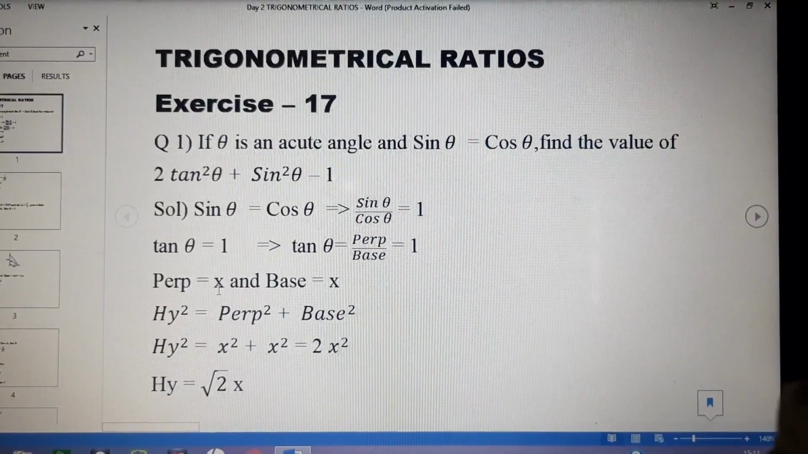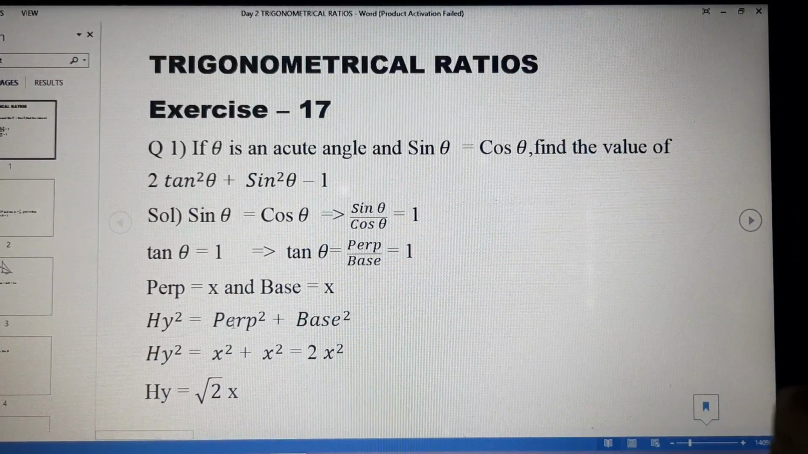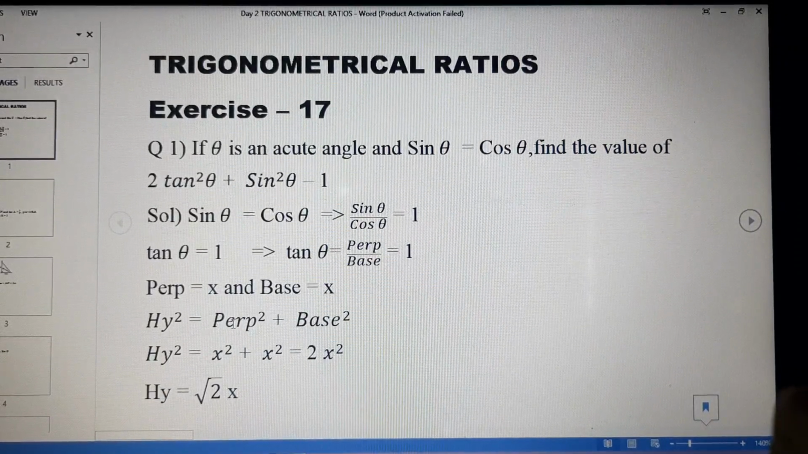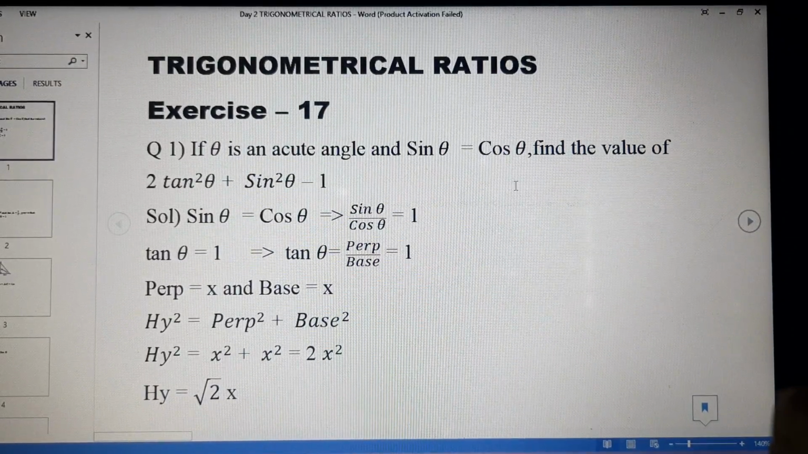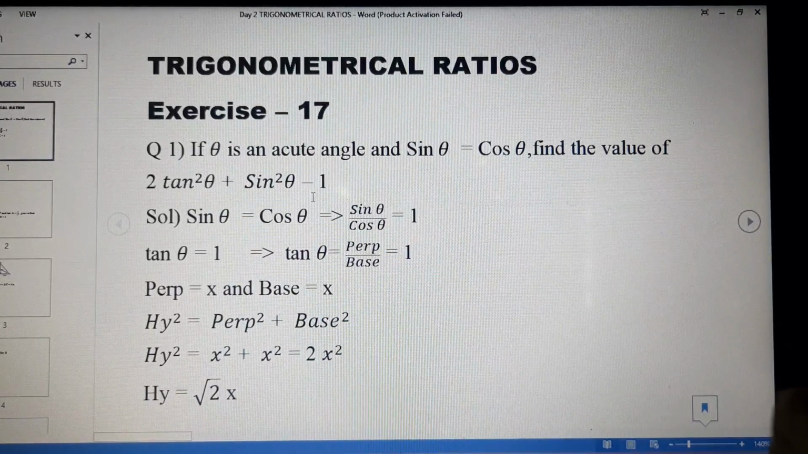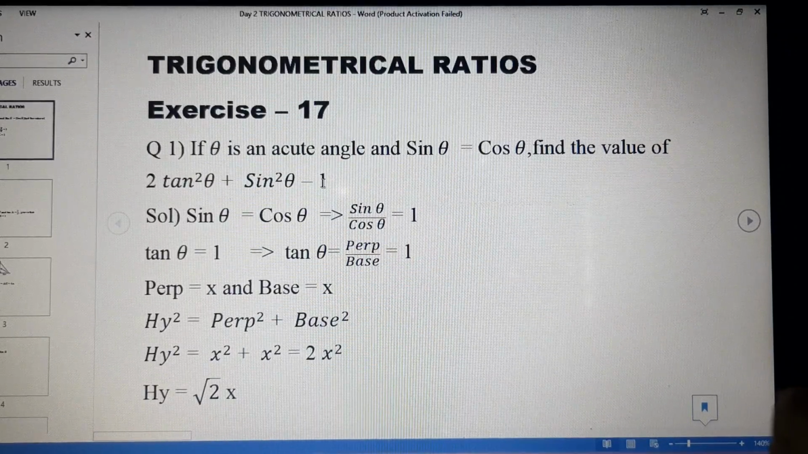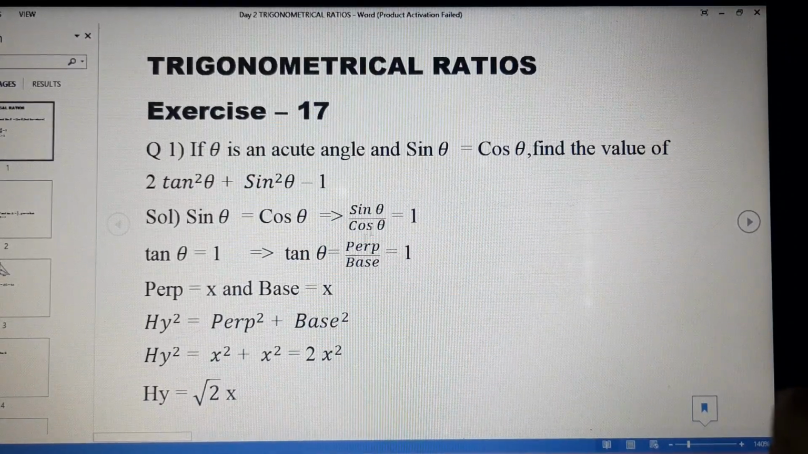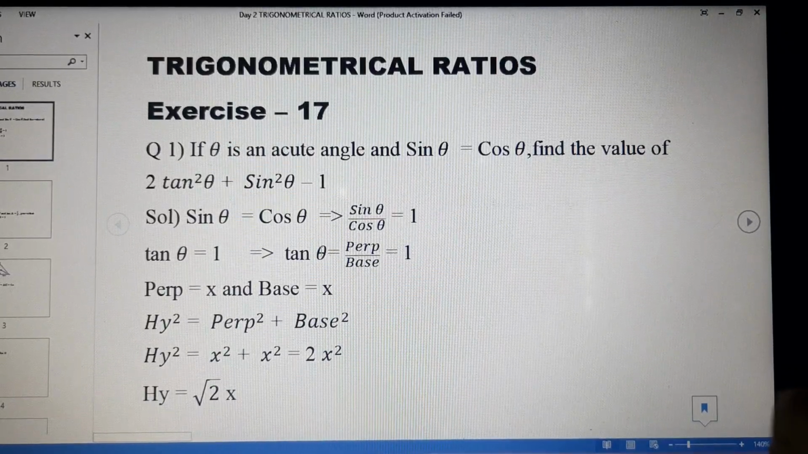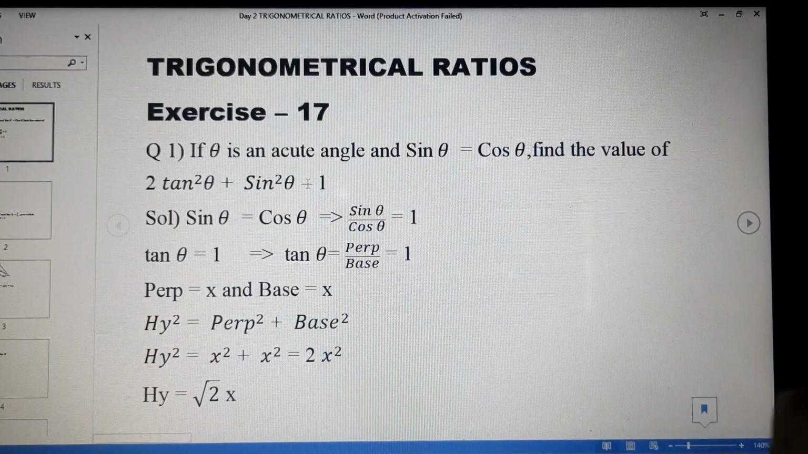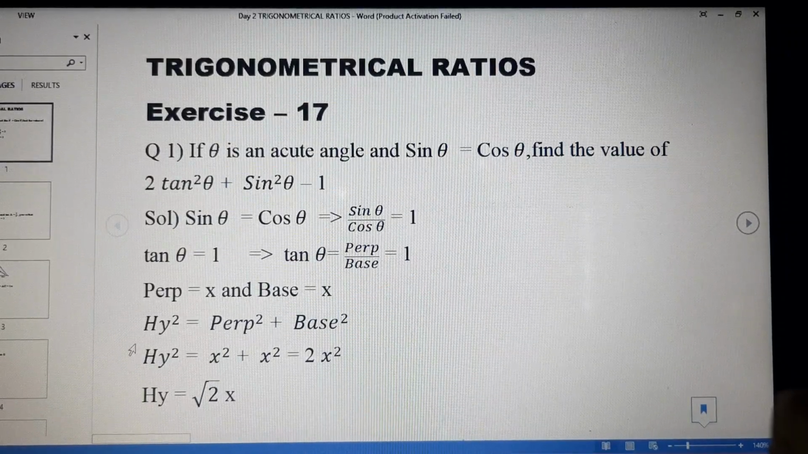Clear? With the help of the Pythagoras theorem, because it will be a right angle triangle, we need not draw the triangle over here. Why? Because they are talking about the same angle theta. They have given sin theta is equal to cos theta, they are asking this thing, and everywhere they have used the same angle theta. Okay? All 3 values, perpendicular, base and hypotenuse, which are true for tan theta, will be true for sin theta also, because the angle is same. They will not change.